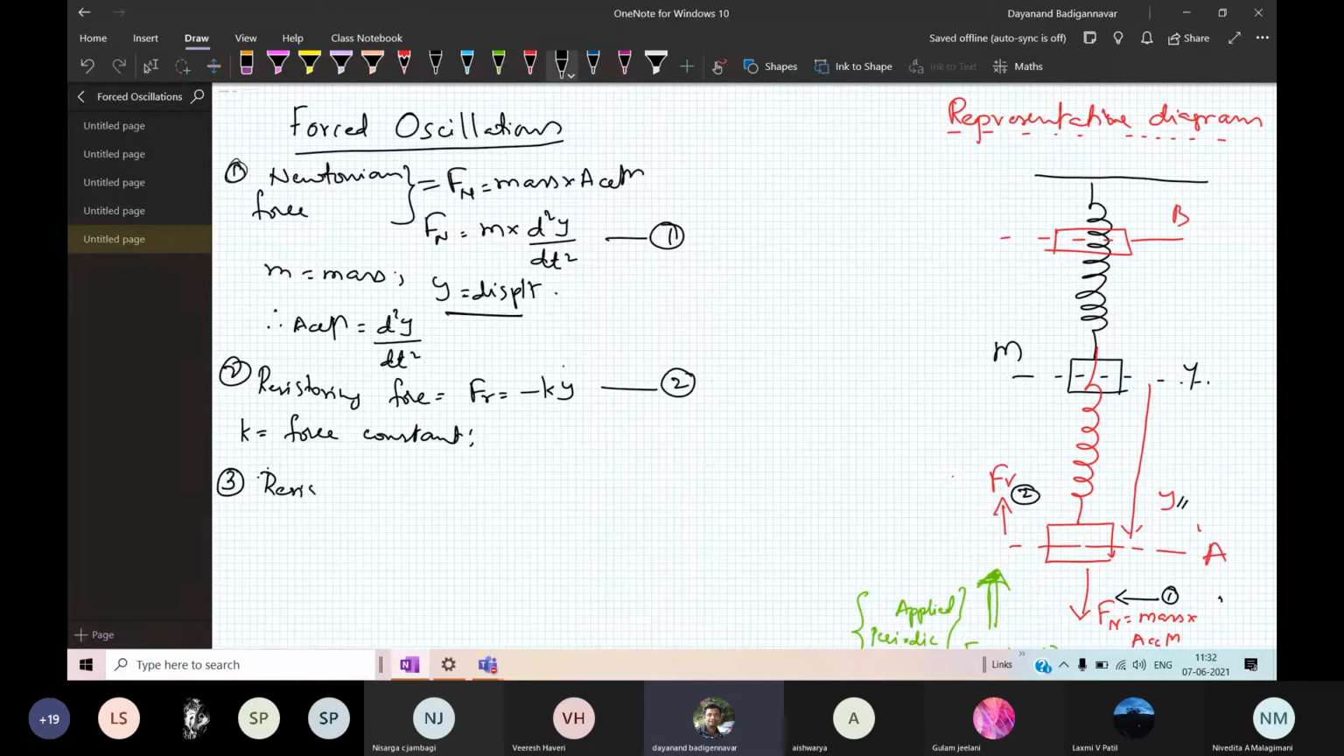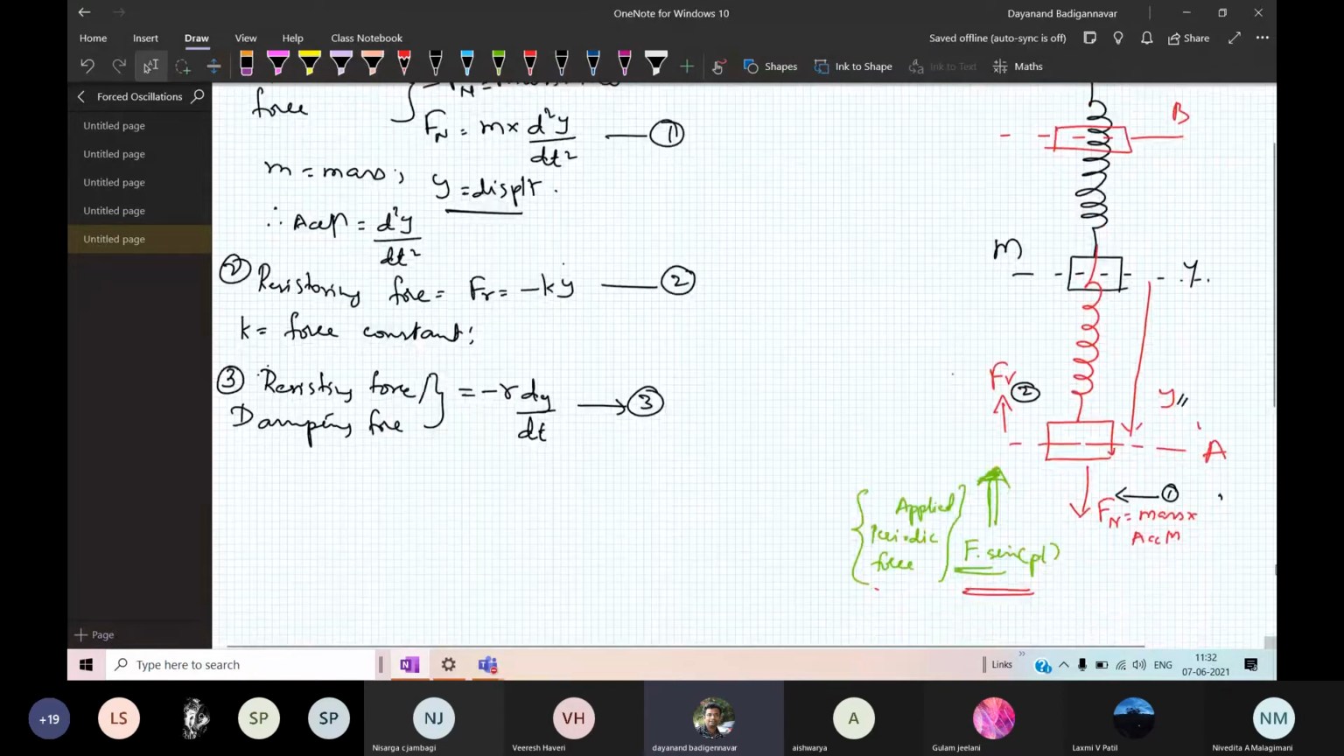So the resisting force, or the frictional force or the damping force, is equal to minus of r into dy by dt. This I have told you how you get it. This is equation number 3. This is all the three we have done in the last part.